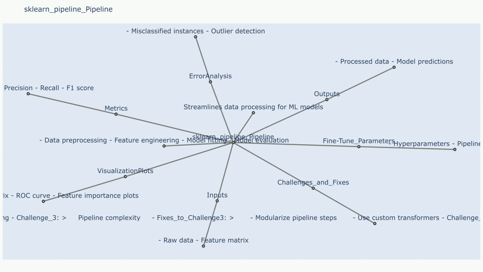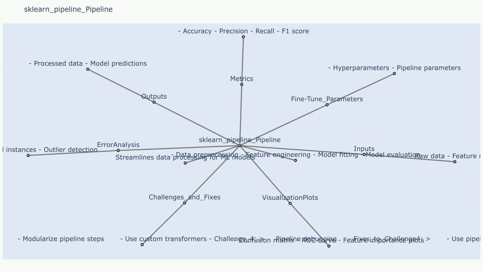Visualization plots. Confusion matrix for classification problems. A visual representation of true positives, true negatives, false positives, and false negatives. ROC curve plots the true positive rate against the false positive rate for different classification thresholds. Precision-recall curve shows the trade-off between precision and recall for different thresholds.